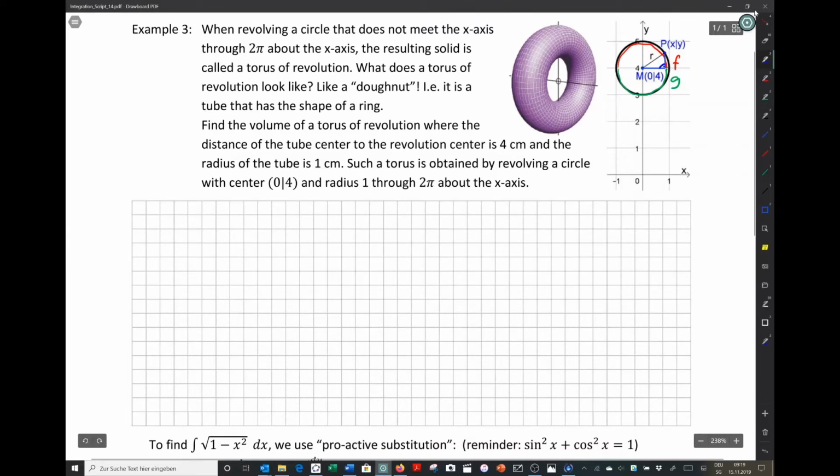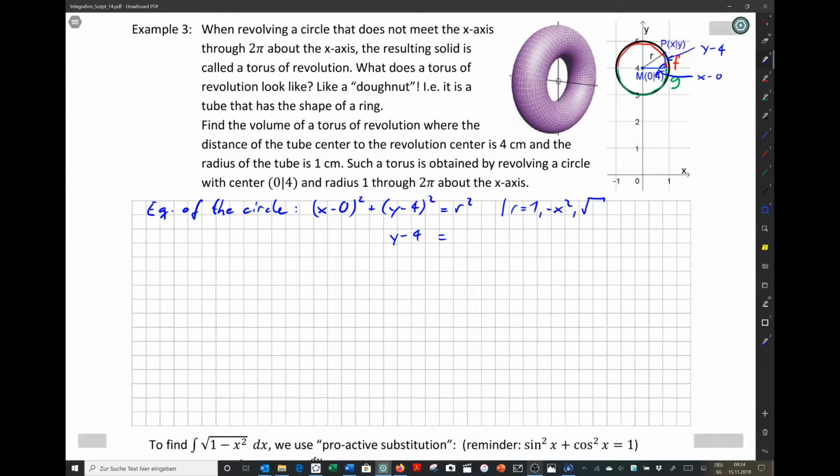The lengths of the two lines here: this one is just x minus 0, and the length of this blue line is y minus 4. So we get for the equation of the circle that (x minus 0) squared plus (y minus 4) squared is r squared. Now using that r is 1 and subtracting x squared, then taking the root, we get y minus 4 is plus or minus the root of 1 minus x squared.